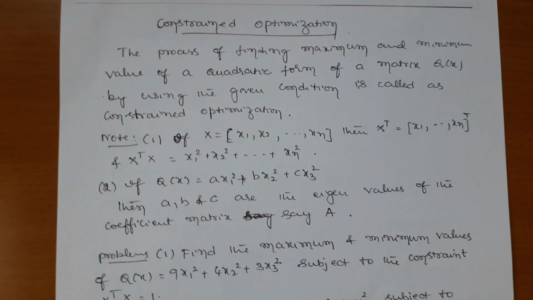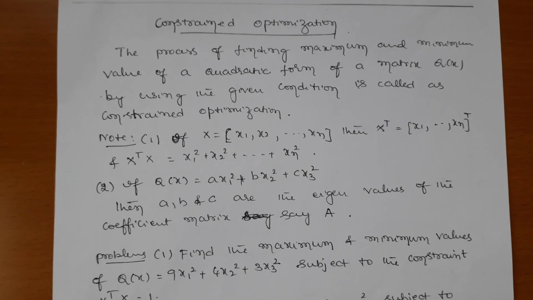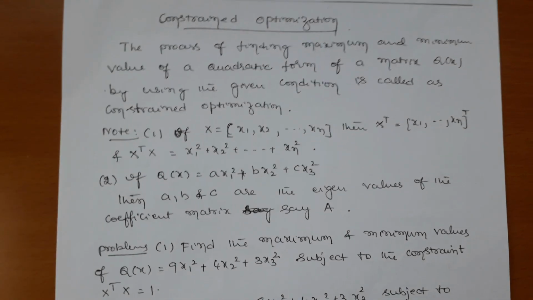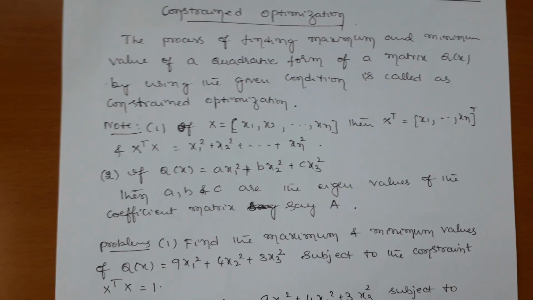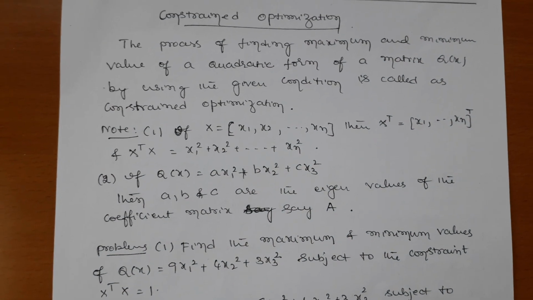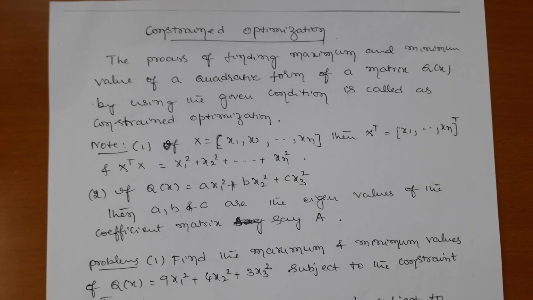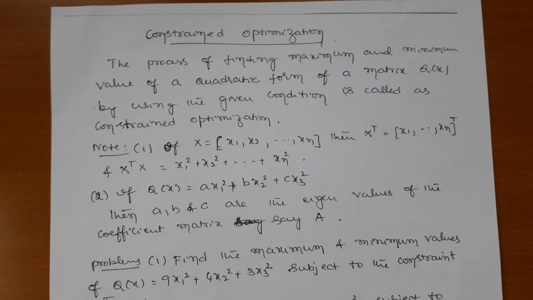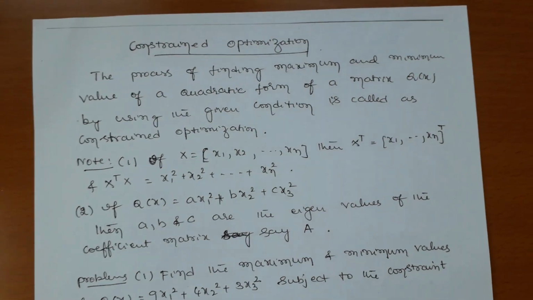Observe two points. One, in the problem itself they mention whether they expect the minimum or maximum value, and two, they provide at least one constraint. Why? Because without a constraint you can't proceed. Optimization is nothing but an extension of Lagrange's undetermined multipliers.